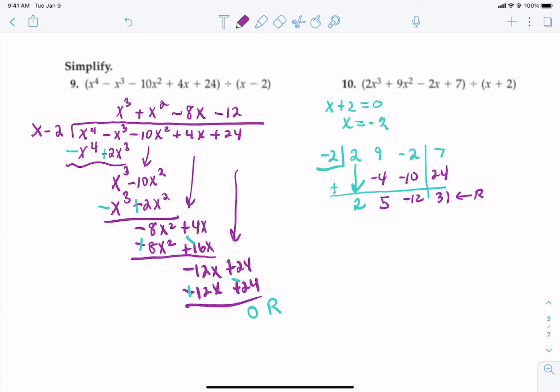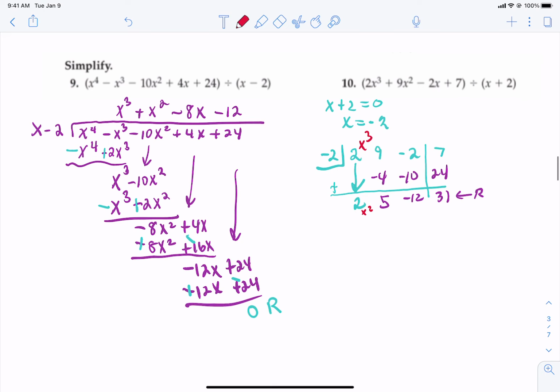Now, let's think about our x's. We started out, this was an x cubed. Use that little arrow here to remind you, okay, my power is going to go down by 1. So this is going to be x squared. And then it's going to go down the list, and it's just going to go x to the second, x to the first, x to the nothing, or no x's, and then the remainder. Let's see how we write this. Well, our final answer is going to be 2x squared plus 5x minus 12.